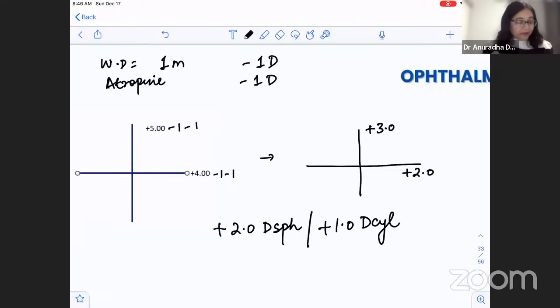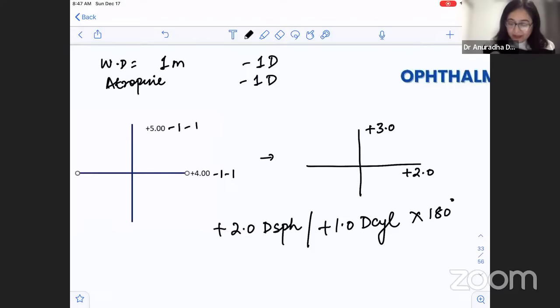Now, yes, beta, you have to choose the minus one, the smaller value. Now, where do we place the cylinder? Ninety degrees to where it is required. Okay. The cylinder is to be placed at an axis 90 degrees to where it is required. So, the cylinder is required at 90 degrees. It will be placed at 180 degrees.